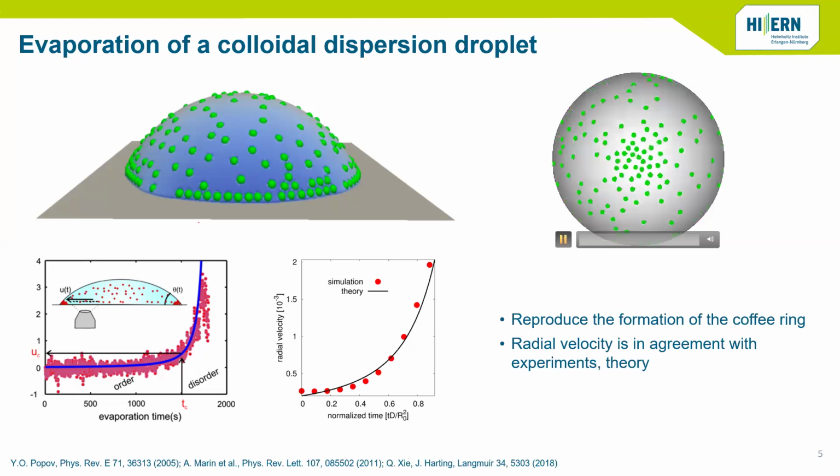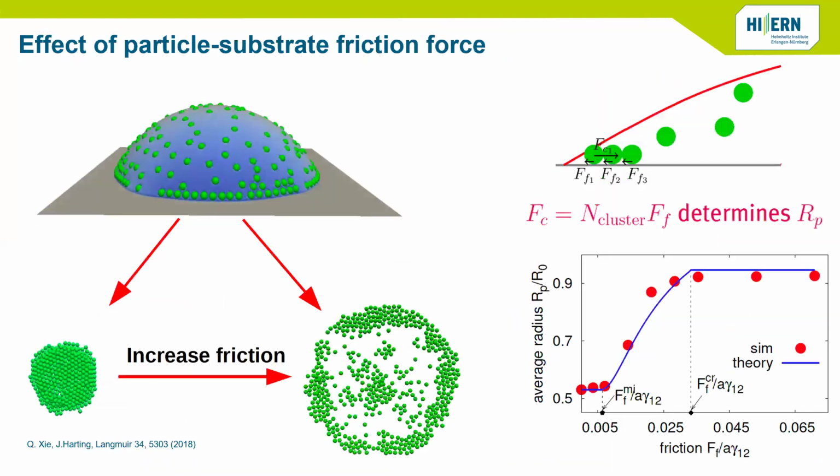And then we can move forward and study the effect of the particle-substrate friction force. We just implement a constant friction force between the particle and substrate, and we increase the friction. In the beginning, with zero friction force, we see a dot-like pattern left on the substrate, so no coffee ring effect. In this case, the particles can move freely, driven by the capillary force to the center, so they form a dot-like deposit. After we increase the friction force, we see a ring-like deposit on the substrate.